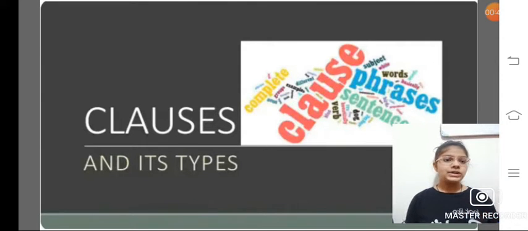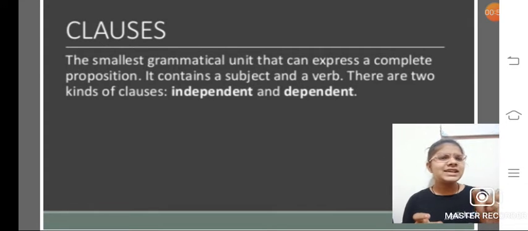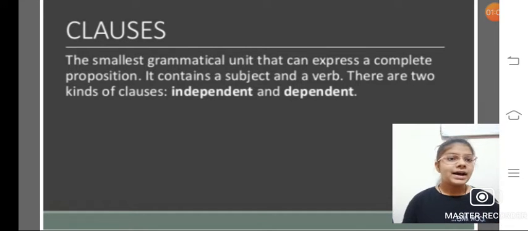So now let's go through the next slide, because now we are going to learn clauses and its types. So basically, what are clauses? The smallest grammatical unit that can express a complete proposition. It contains a subject and a verb. And there are two kinds of clauses. First is independent and second is dependent.